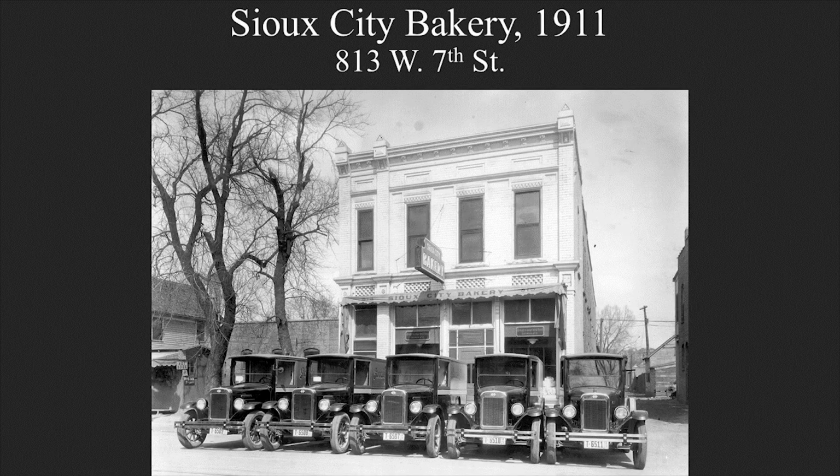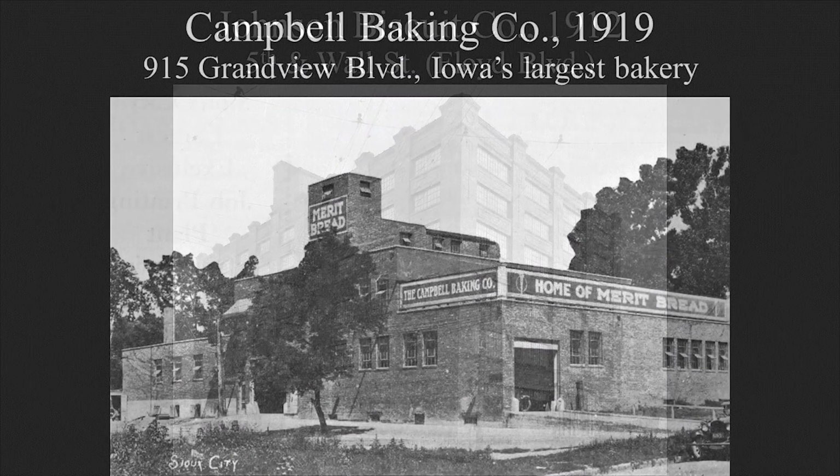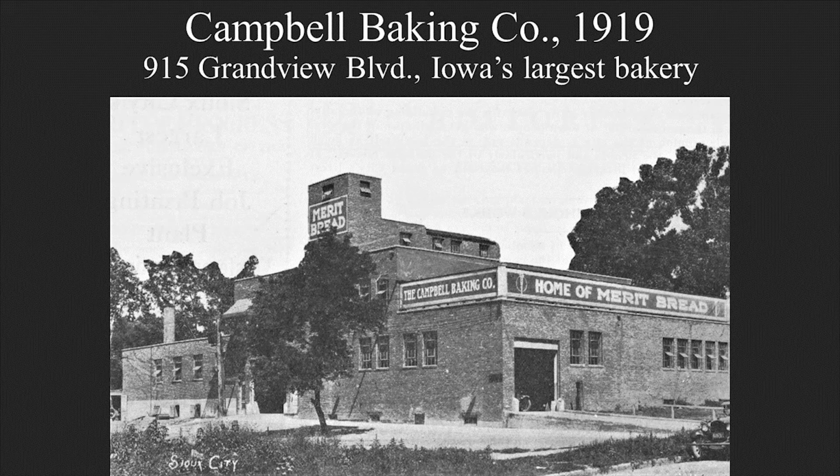The Sioux City Bakery at 813 West 7th began in 1911. Keeping in the baking business, Johnson Biscuit Company moved into a new factory in 1912 at 5th and Wall Streets. Wall Street is today Floyd Boulevard. The Campbell Baking Company started in 1919 and built this factory at 915 Grandview Boulevard. In the early 1920s, this was Iowa's largest bakery.